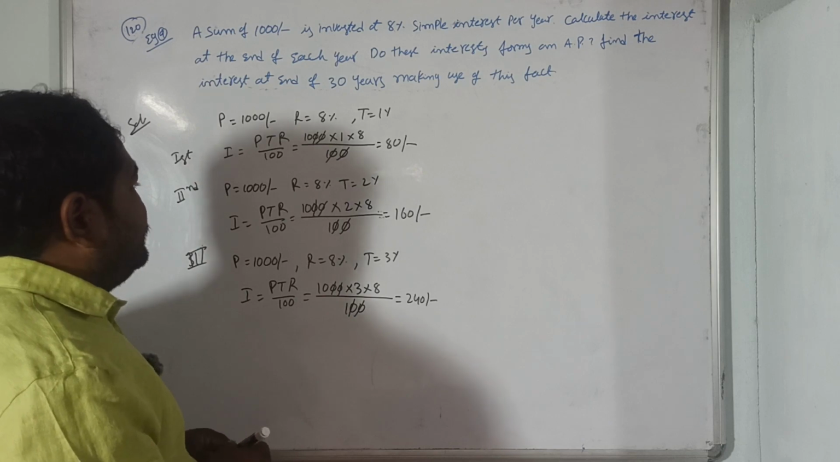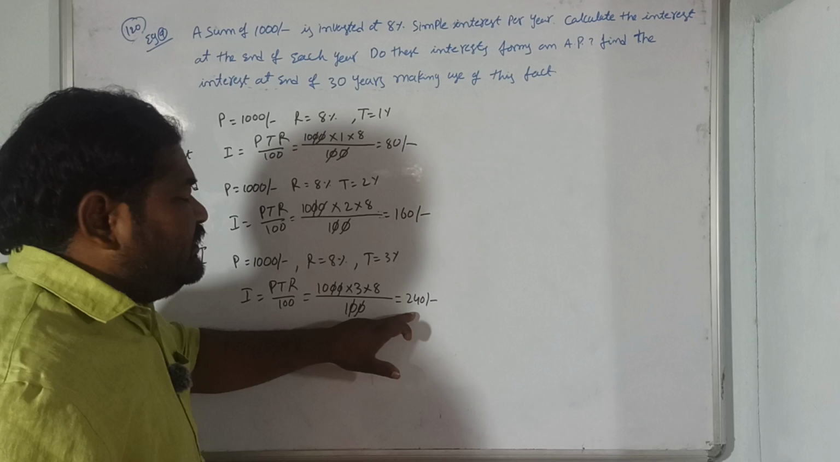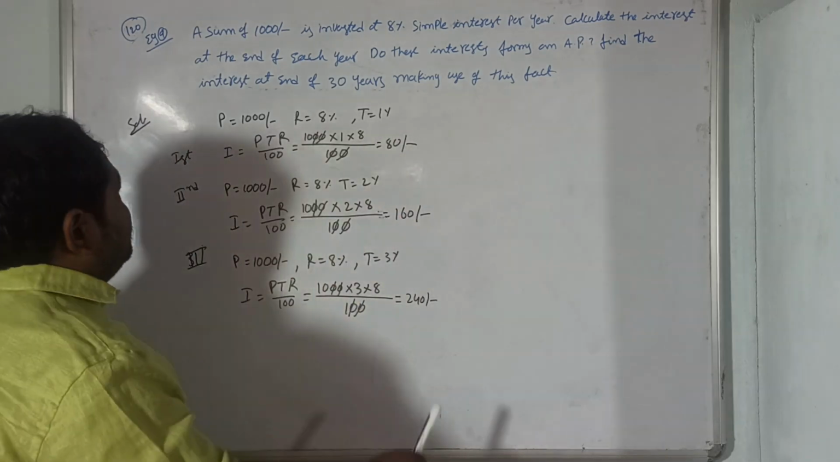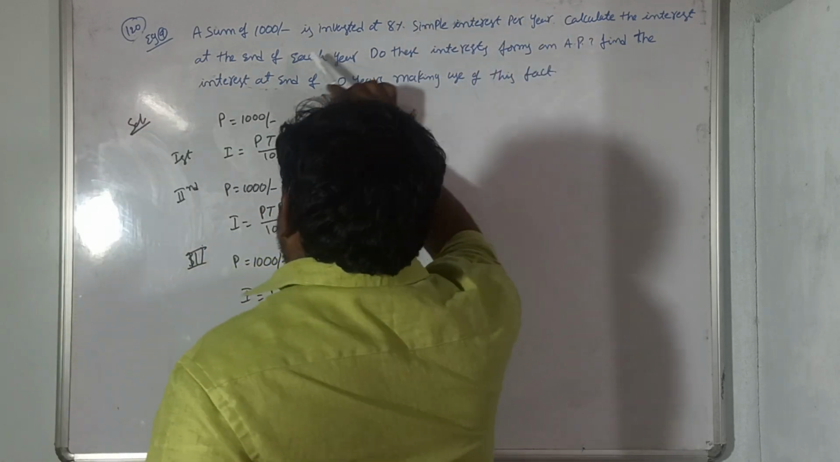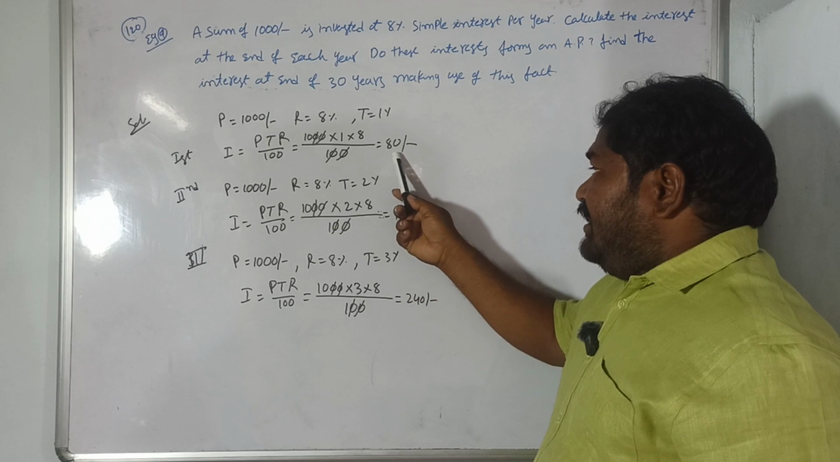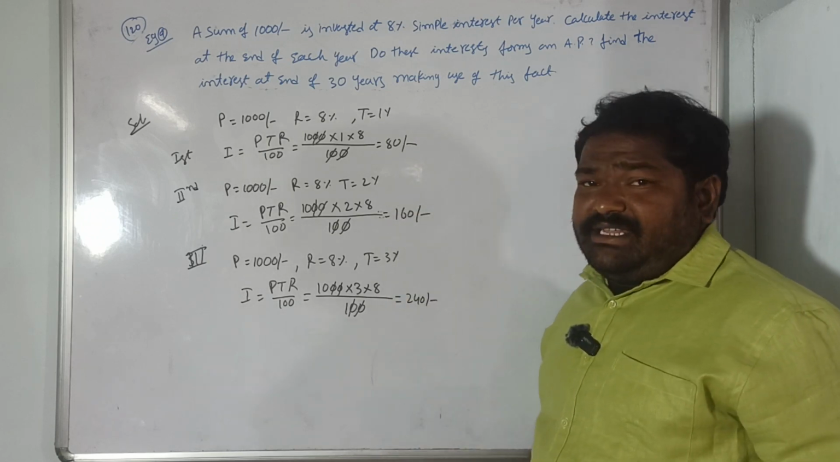These are the interests for the first year, for 2 years, for 3 years. They are asking: calculate the interest at the end of each year. We calculated at the end of 1 year, at the end of 2 years, at the end of 3 years.